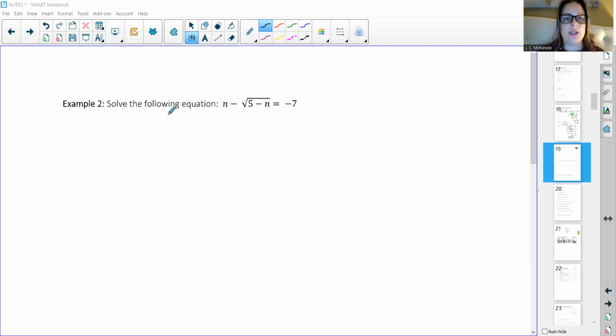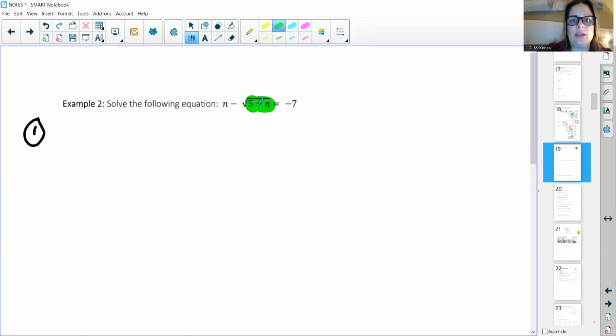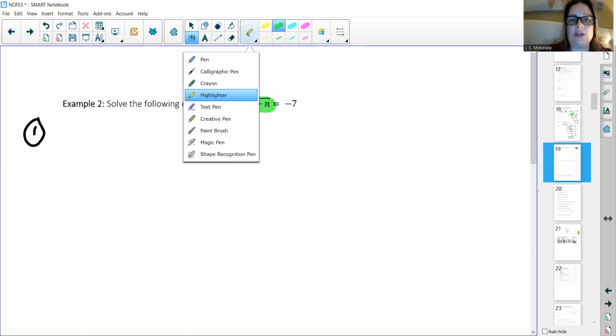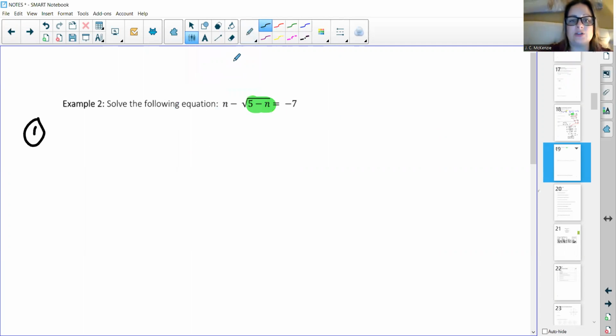All right, so here we have an equation. It has a radical in it. So the first thing we're going to do is determine our permissible values. Everything under that radical sign cannot be negative. Like if you were to simplify it and get a solution for n, 5 minus n must be greater than or equal to 0. It cannot be negative because, again, we have an even index.